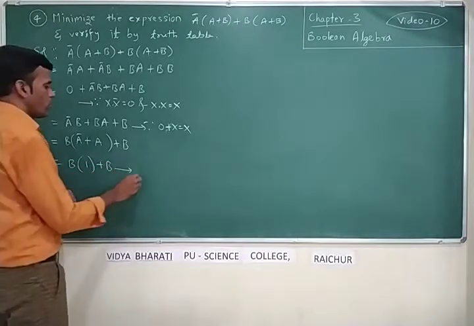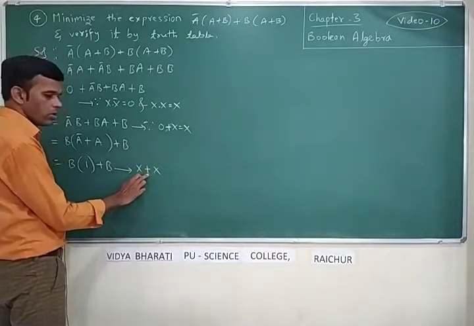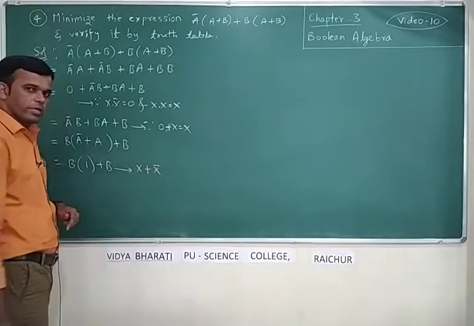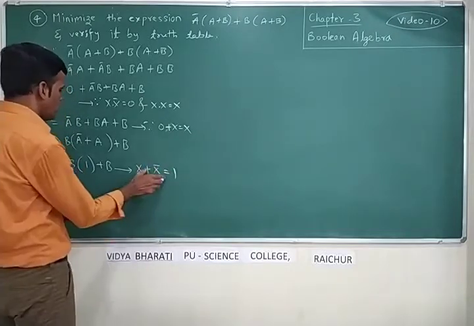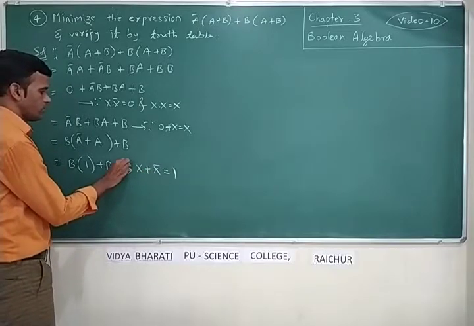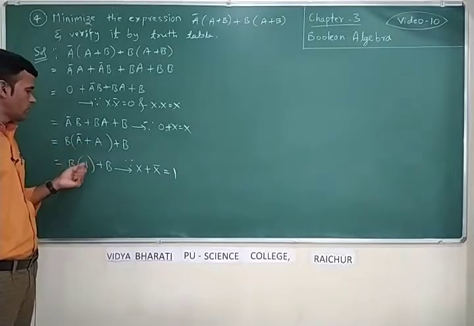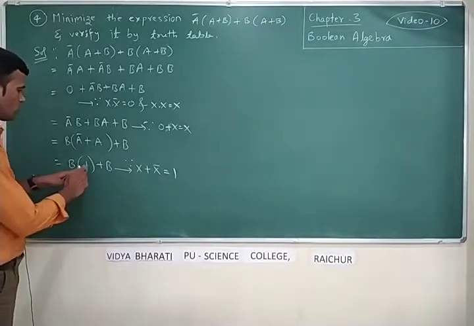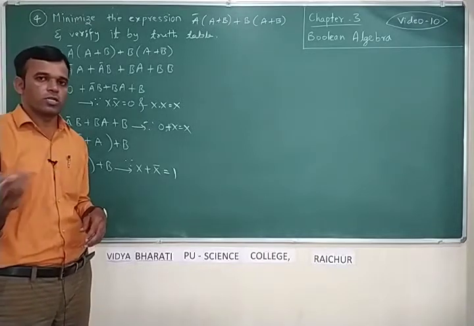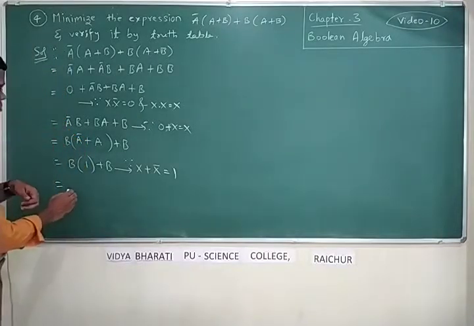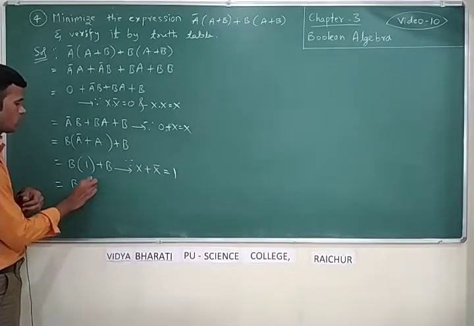So what property we have used? This particular theorem. When the variable is ORed with complement of itself, then it is 1. So using this property or theorem, we have written a complement plus a as 1. So here now again you can use the property of 1. So 1 into x or x into 1 is x only. So because of that it is just b, and this b as it is.